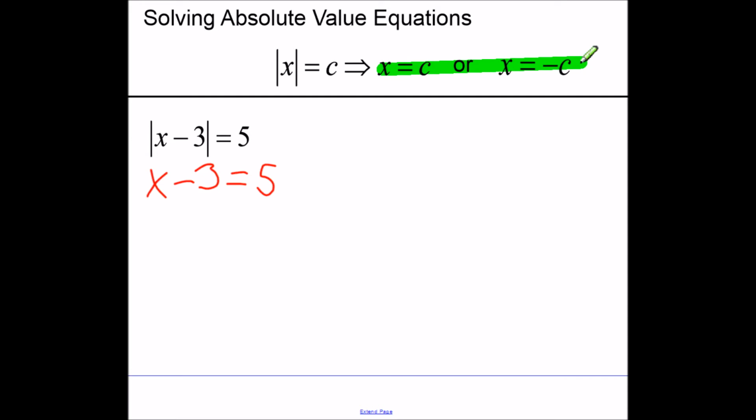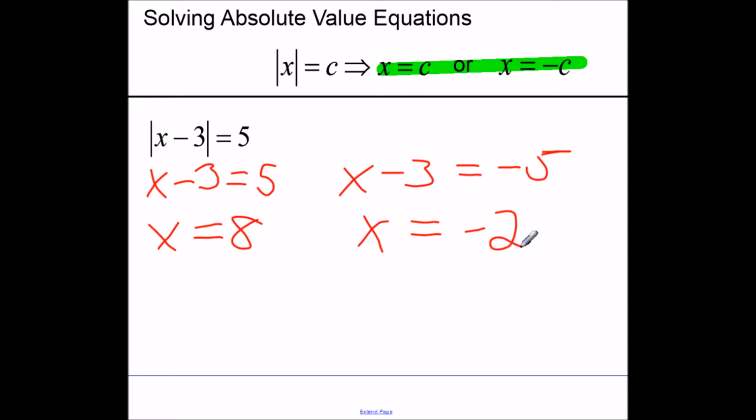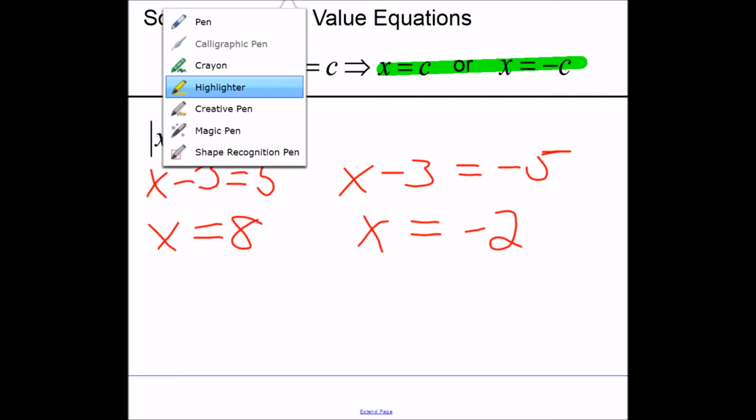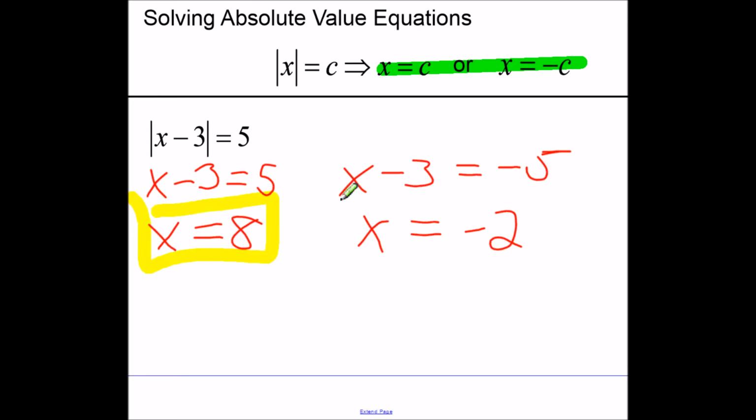That means I've got to set up 2 separate equations where the stuff inside the absolute value is equal to 5 in this case, or the stuff inside the absolute value is equal to -5. And then you solve 2 different equations. So here I'm going to add 3, and here I'm going to add 3. But there are 2 possible solutions. Two possible solutions.